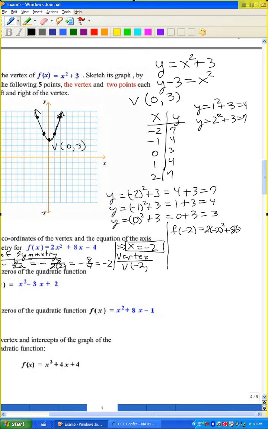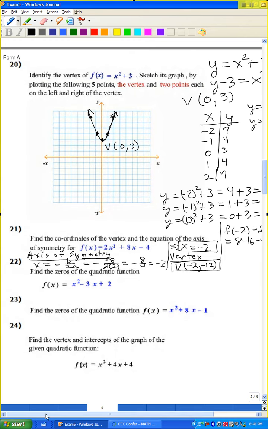8 times negative 2 plus negative 4 is equal to 2 times 4 is 8 minus 16 minus 4, which is equal to negative 12. So my vertex is at (2, negative 12).